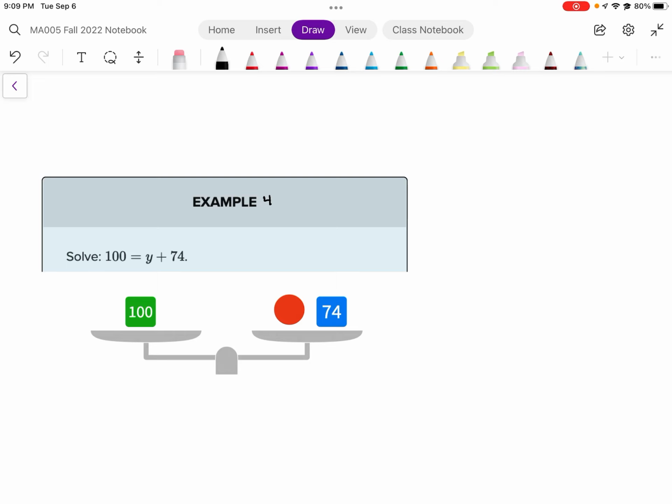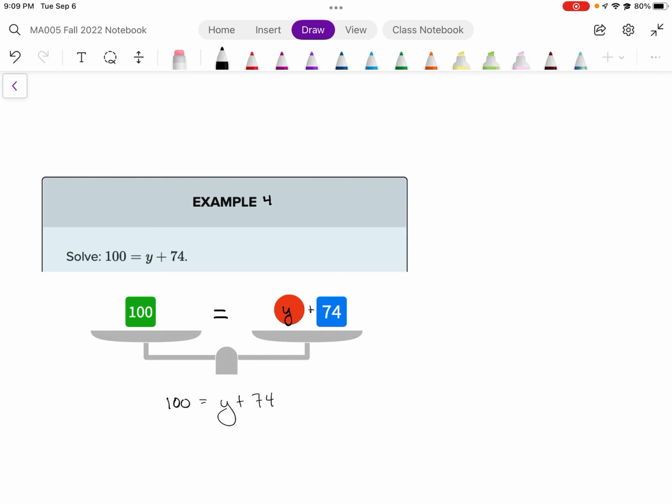All right, so I'll start with a picture. Remember the scale is even, so this means equals. This circle right here represents our unknown. So some unknown plus 74 is 100, and our unknown in this case is y, so that's fine. We'll make it a y. All right, so we've got 100 equals y plus 74.